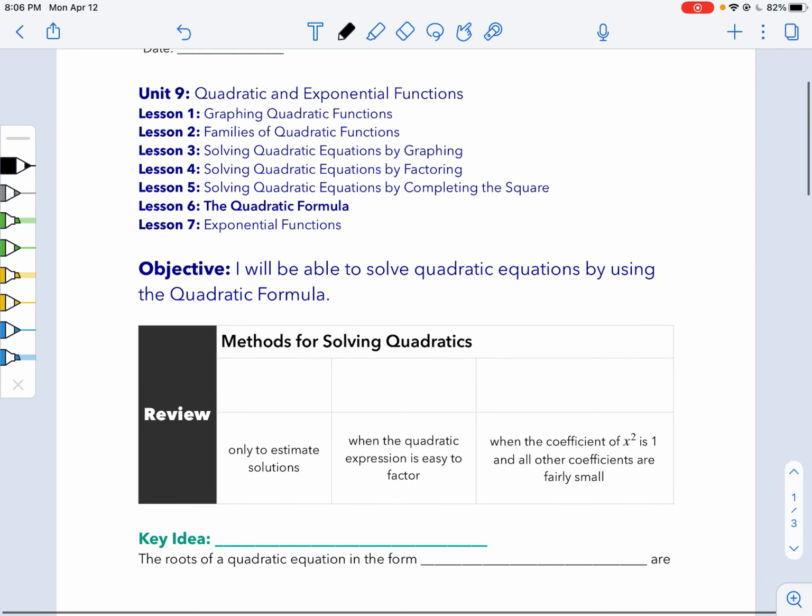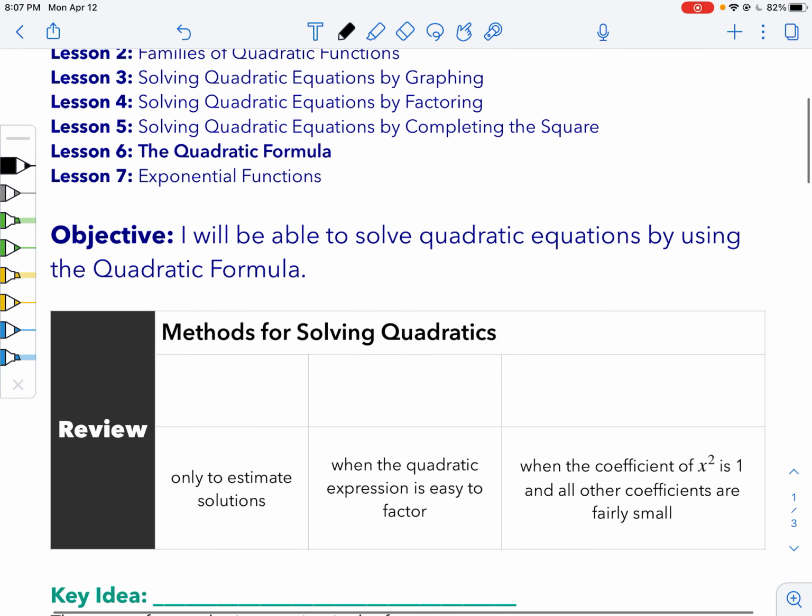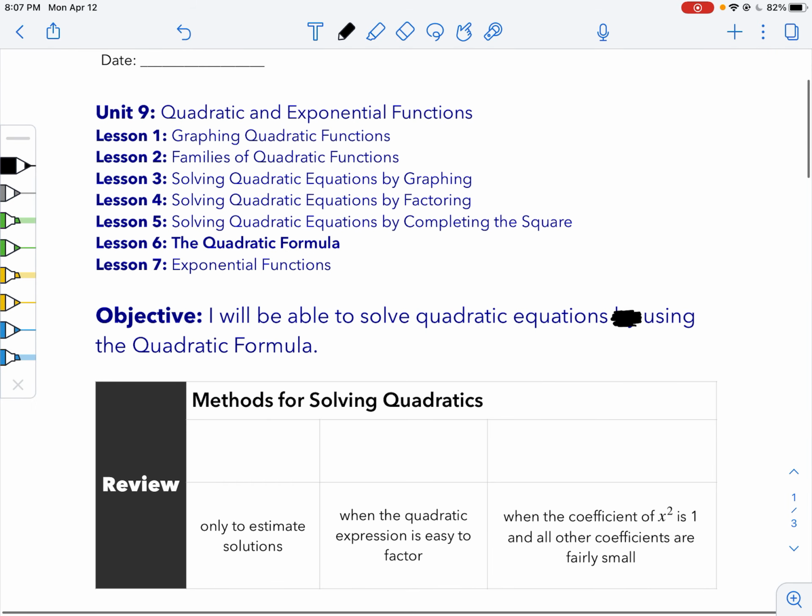Congratulations, you have done it. By the end of the day, you'll be able to solve quadratic equations using the quadratic formula. Congratulations, you've done it. You've gotten past the hard part.